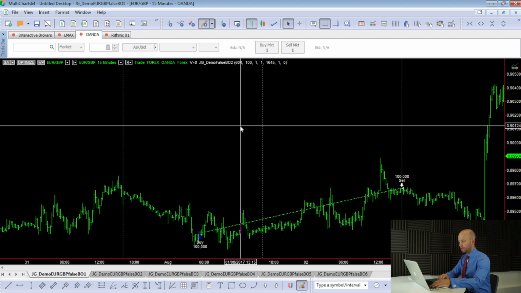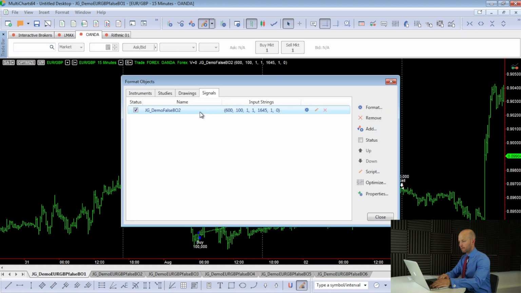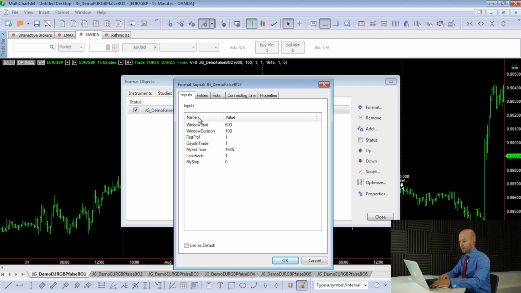So currently on this workspace, the inputs that I have for the strategy are completely just made up. So we've got our window start time, that's when that hour starts. We've got a window duration, now this is 100, so that would mean that the window is between 600 and 700 hours, so 6 a.m. and 7 a.m. I'm going to try and change this later on to 2 hours, 3 hours, 4 hours to see what's best. The days in the trade, that's that delay before we look at the first profitable close.